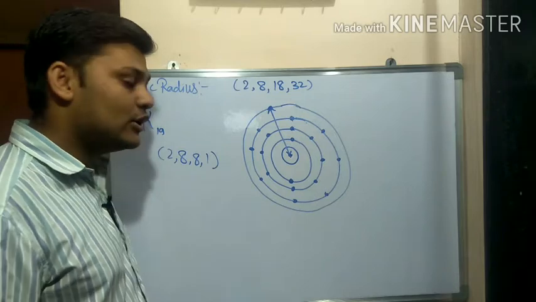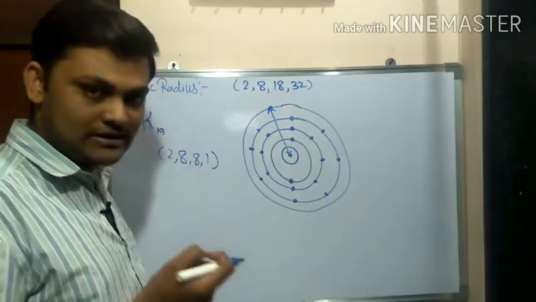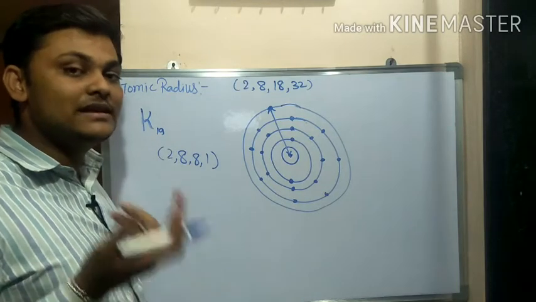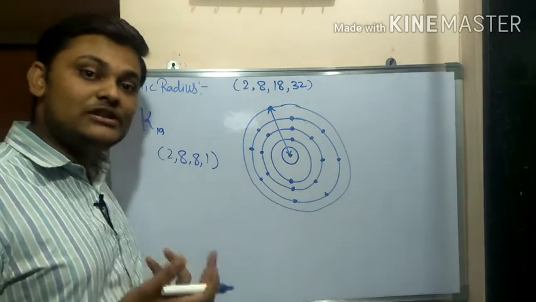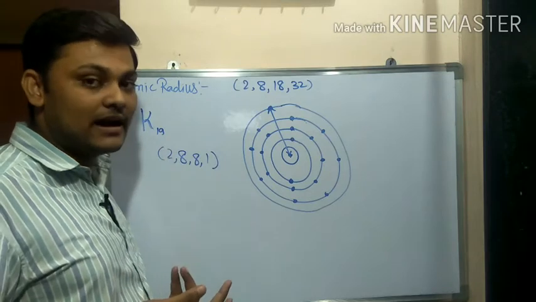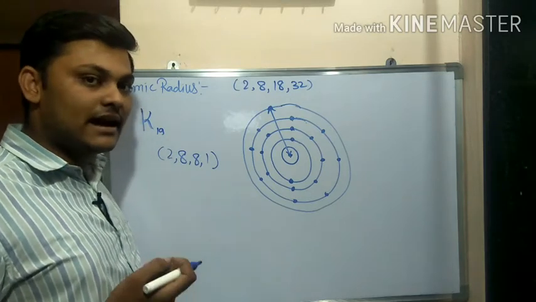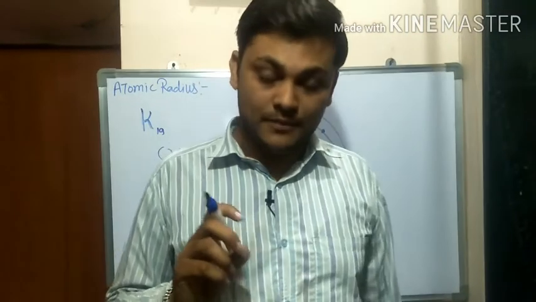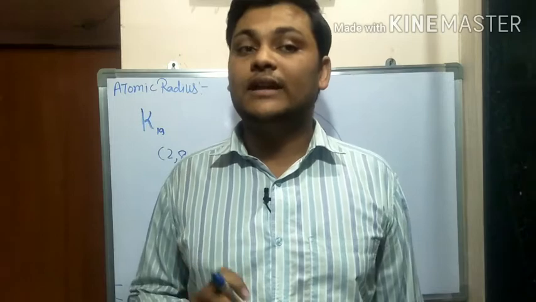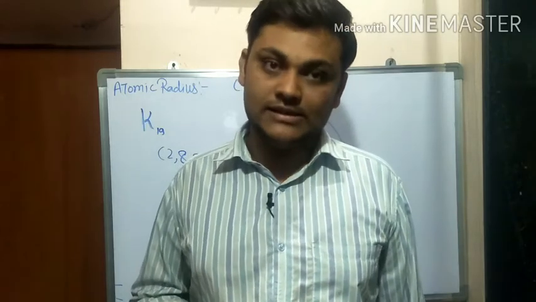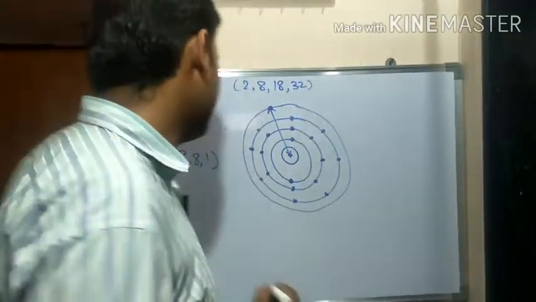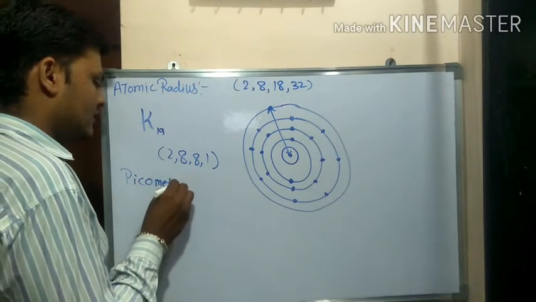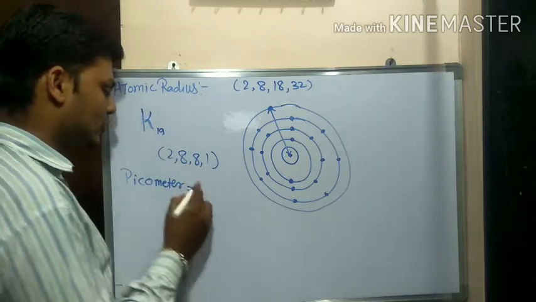Now for this atomic radius, because the atom is the smallest particle, we cannot use meter, because an atom is negligible in size and we are unable to see it with naked eyes. So we can't express the atom's radius in meter or centimeter. For that, scientists have discovered one unit which is called picometer. Atomic radius is measured in picometer.